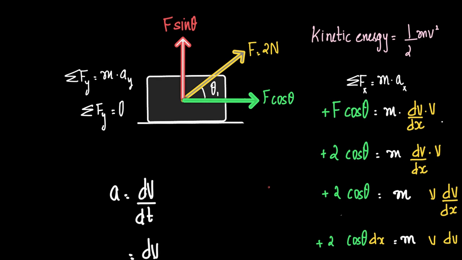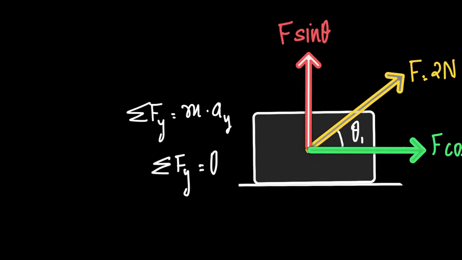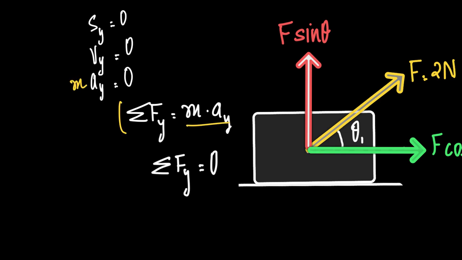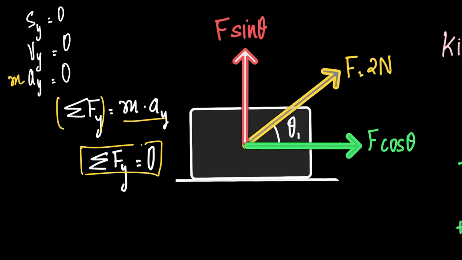So we can therefore say that the displacement along the y direction is equal to 0. And if you differentiate this equation, what do you get? Velocity along the y direction is equal to 0, and therefore acceleration along the y direction is equal to 0. If you multiply this by m, what do you get? M into ay is equal to 0. And what is m into ay? M into ay is sigma fy, and therefore sigma fy is equal to 0. So that is the first condition.